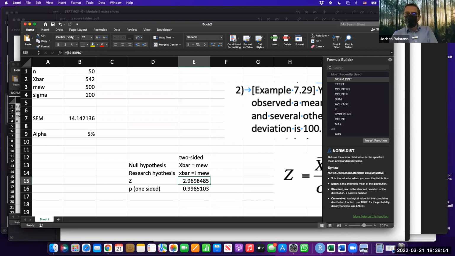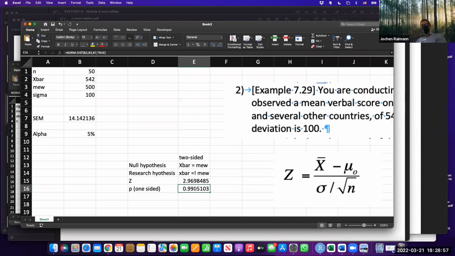So we get rid of this again. Yeah. Okay, so 0.99. Okay. I'll show you the box again. So here it's norm.dist, B2, B3, B7, and true. Good. All right. So norm.dist gives you 0.9985. What does that mean?